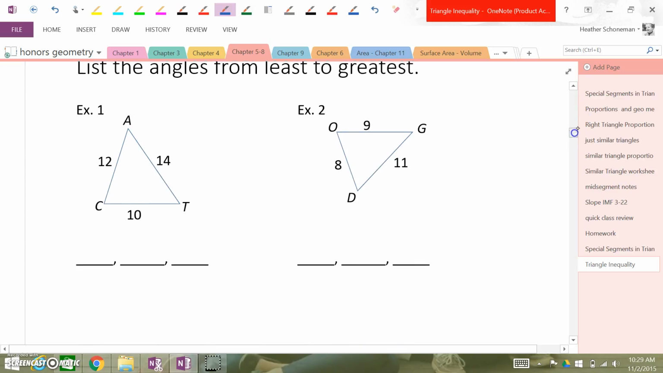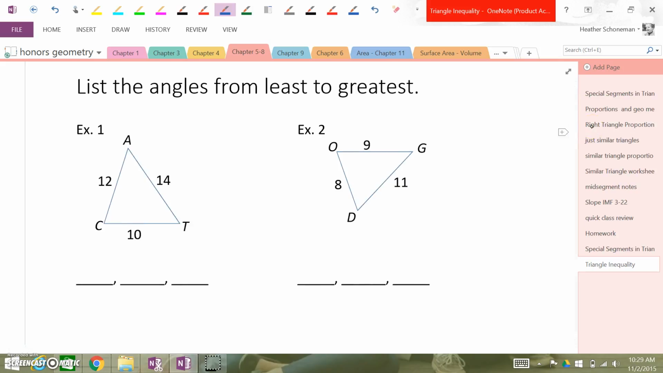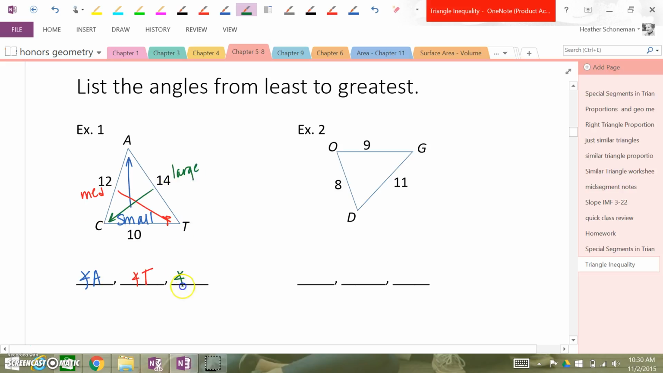Okay, let's take a look at some examples. We need to list the angles from least to greatest. So to list the angles from least to greatest, we need to know the sides. So on this one, this is the smallest side. So therefore, this is going to be the smallest angle. Now we want the medium side. So here's the medium side. So this is going to be the medium angle. And last but not least, this is the largest side, so this is going to be the largest angle.